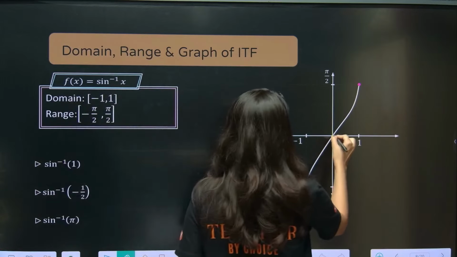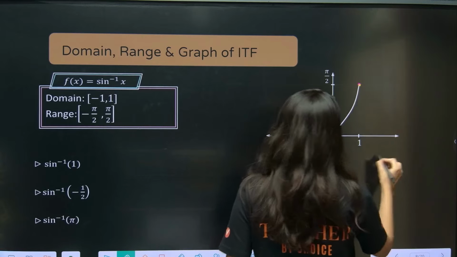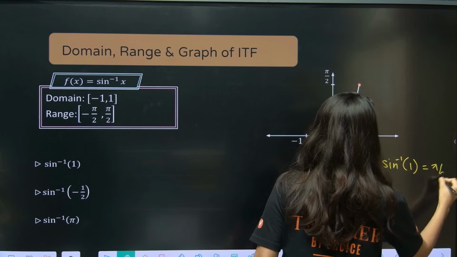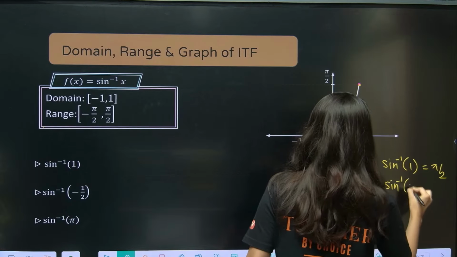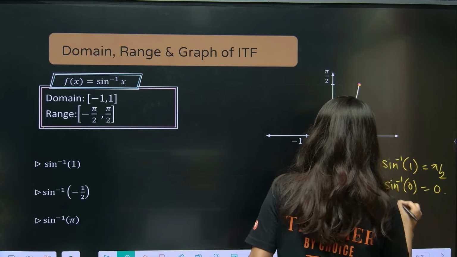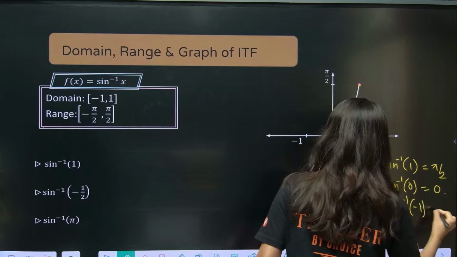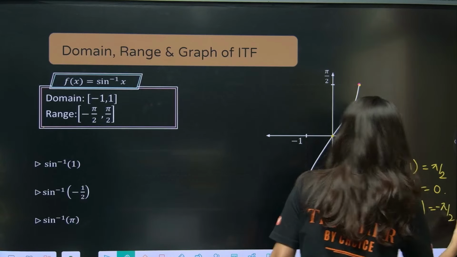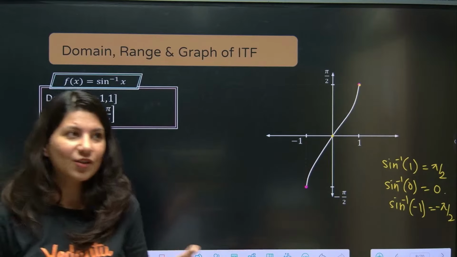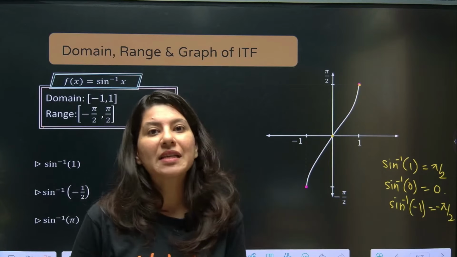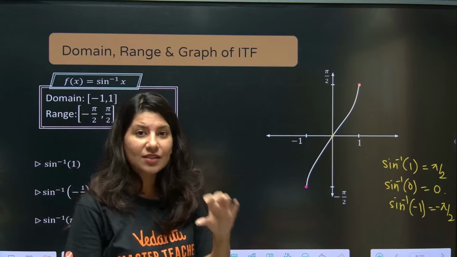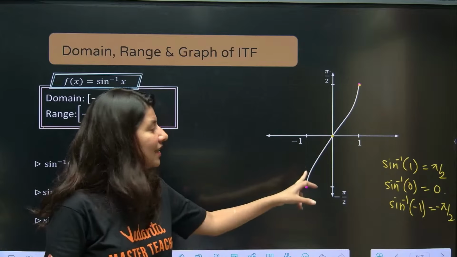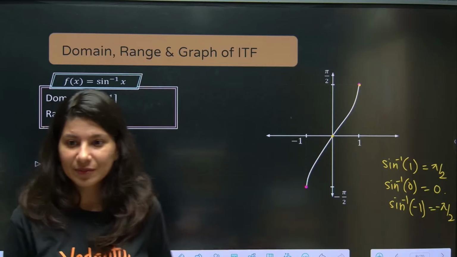This is (0, 0) and this is... see, now understand, sin inverse 1 is what? Pi by 2. Sin inverse 0 is what? 0. And sin inverse minus 1, tell me what will happen? Sin inverse minus 1 will be what? Minus pi by 2. This graph is very important, and the sample paper CBSE has released, if you go and check that PDF out, the very first MCQ is this graph only.